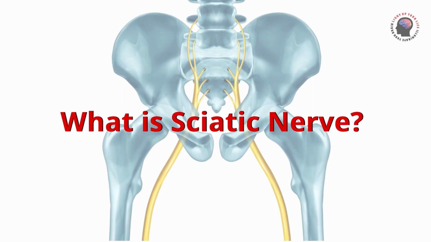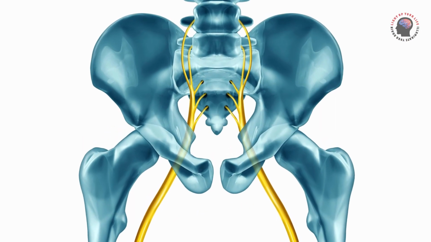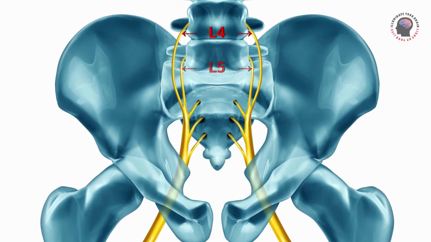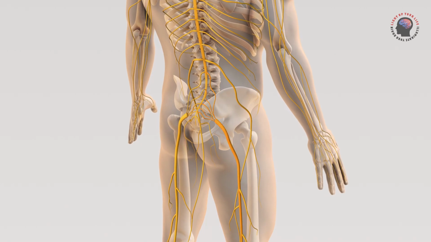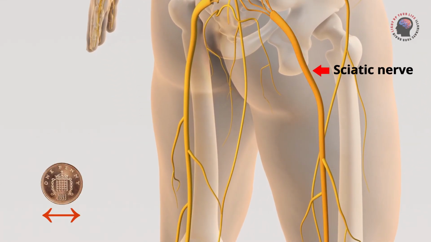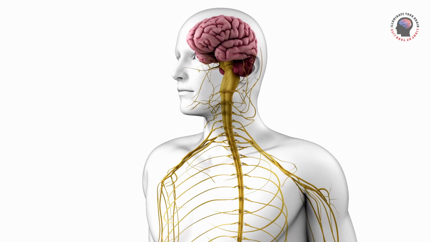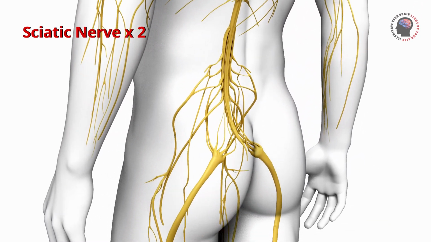What is sciatic nerve? Sciatic nerve is actually a bundle of nerves that come from 5 nerve roots, L4, L5, S1, S2, and S3, branching off from the spinal cord. Sciatic nerve is the longest and thickest nerve in the human body. It's up to 2 centimeters wide, a UK 1 penny coin is about the same width. The human body has 2 sciatic nerves, one on each side of the body.